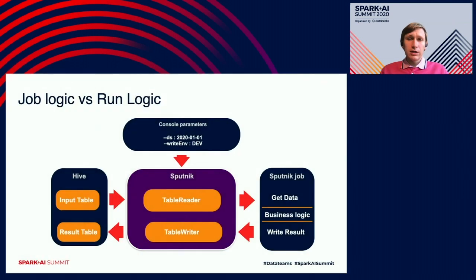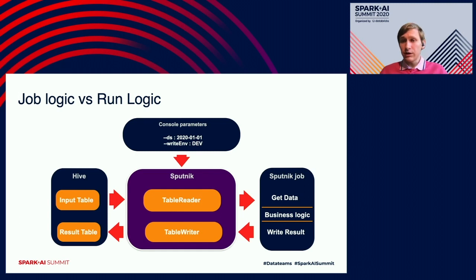And with this separation in mind, we created Sputnik. It is a framework which tries to take all the responsibility regarding orchestration logic and leave the data engineer with implementing business logic. So what does a typical Sputnik job look like?